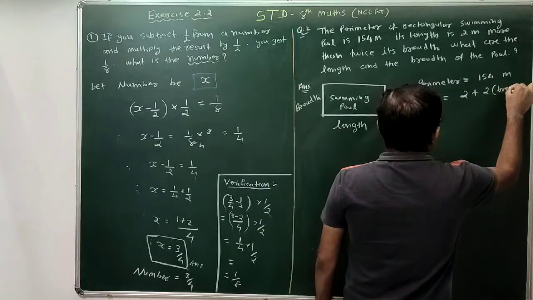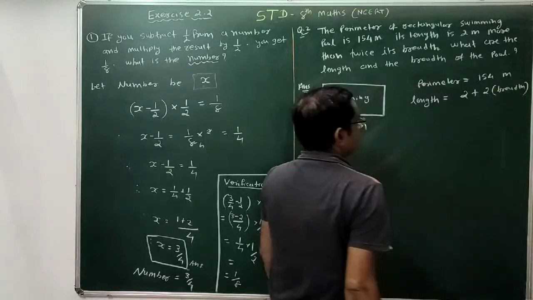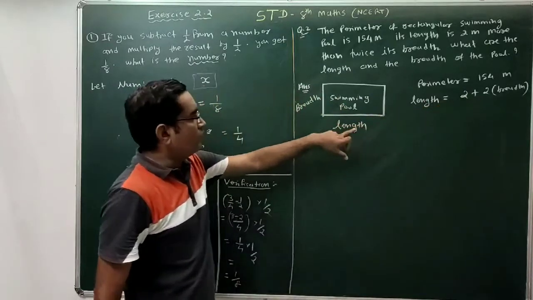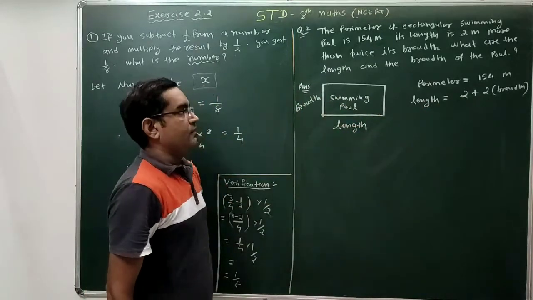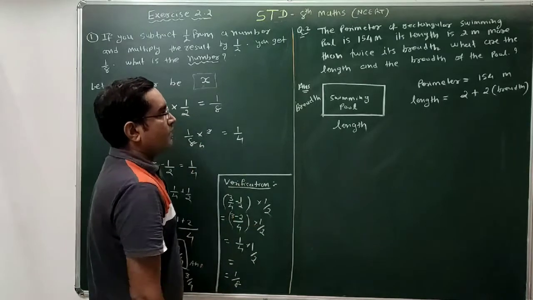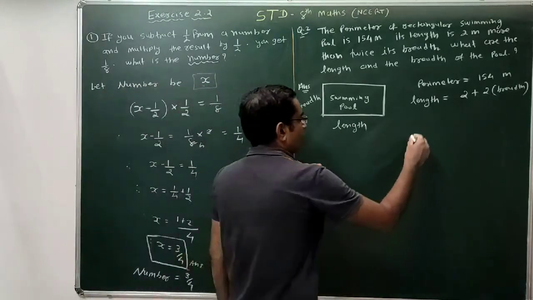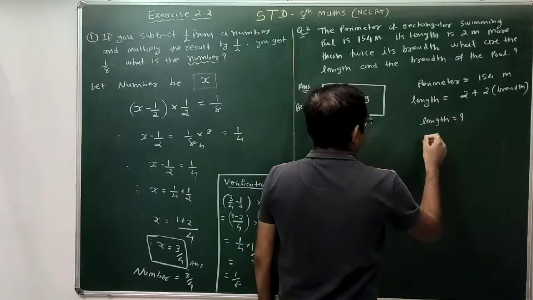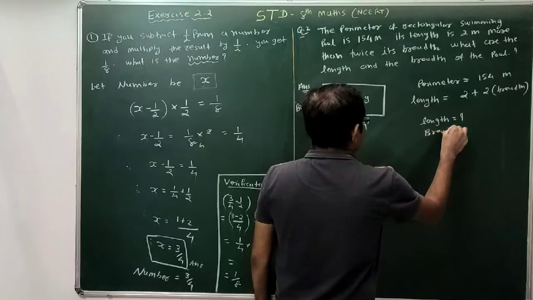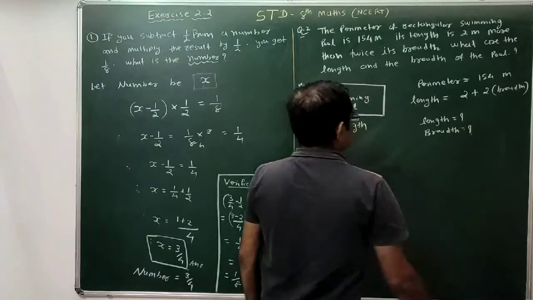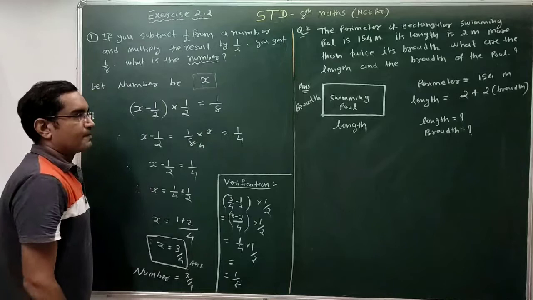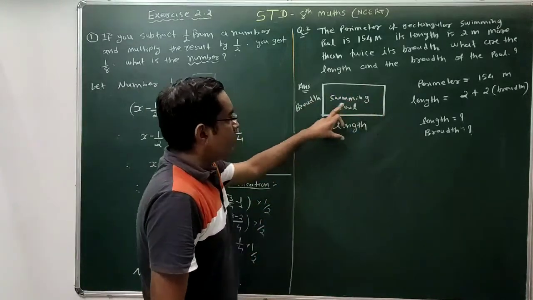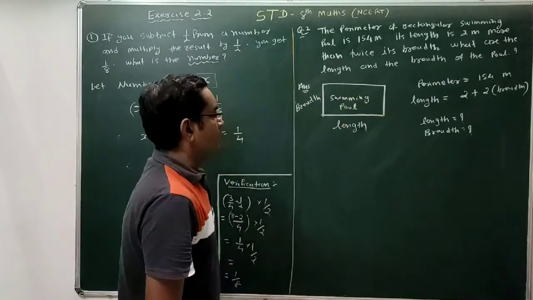Twice its breadth. जितनी भी लेंथ है ब्रेथ की, वो ब्रेथ की लेंथ में आप डबल करो और 2 ऐड करो, उतनी रेक्टेंगल की लेंथ है. This is given. So what are the length and breadth of the pool? The question is to find the value of the length and the value of the breadth of this rectangular swimming pool. Done? So this is your given data. A rectangular swimming pool is there, whose perimeter is 154 meter.